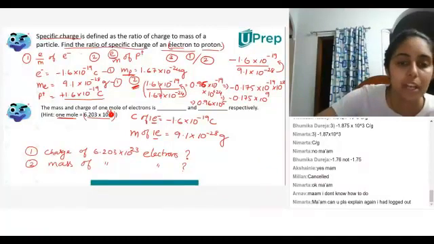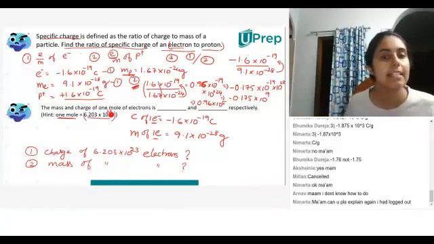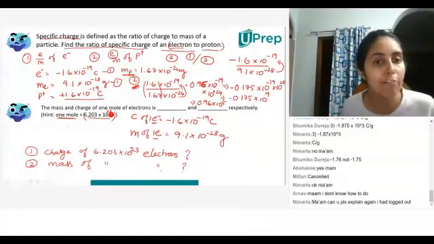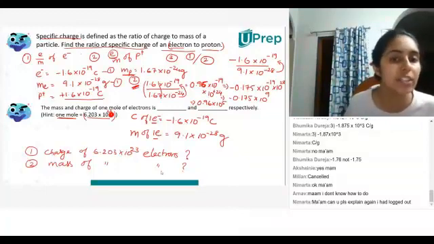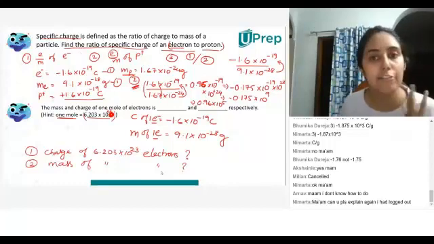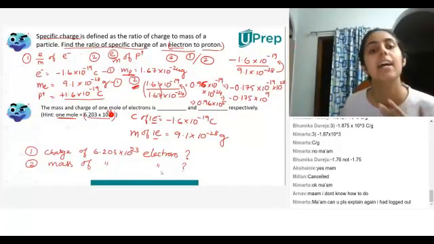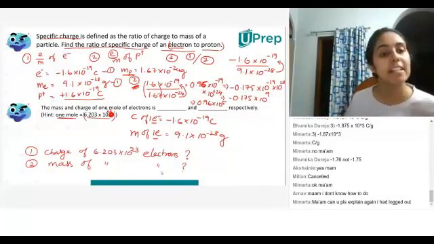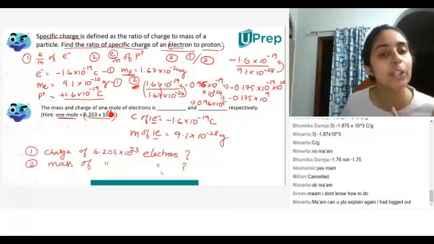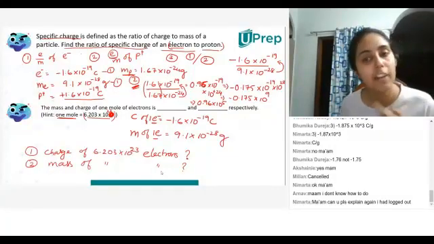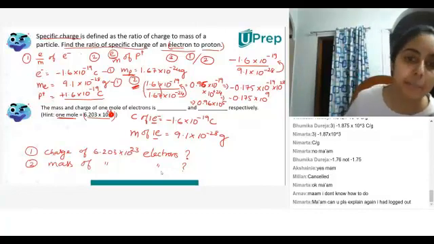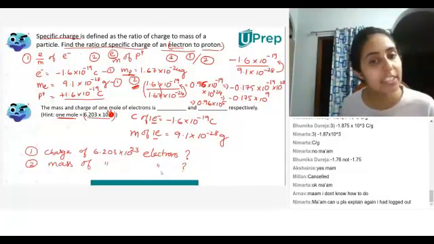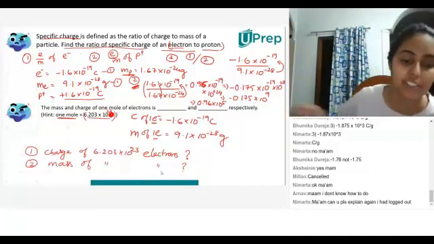Yeah, sure, Nimartha. So 1 mole means 6.02 into 10 to the power 23. If I say 1 mole of electrons, it means 6.023 into 10 to the power 23 electrons. For example, if I say 1 dozen of eggs, it means how many eggs? 12 eggs. Similarly, 1 mole of eggs means 6.02 into 10 to the power 23 eggs. So if charge of 1 electron is given to you, what will be the charge of 1 mole of electrons? If mass of 1 electron is given, what is the mass of 1 mole of electrons? Does that make sense?